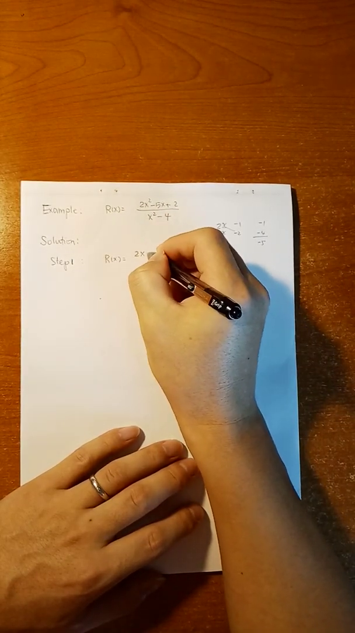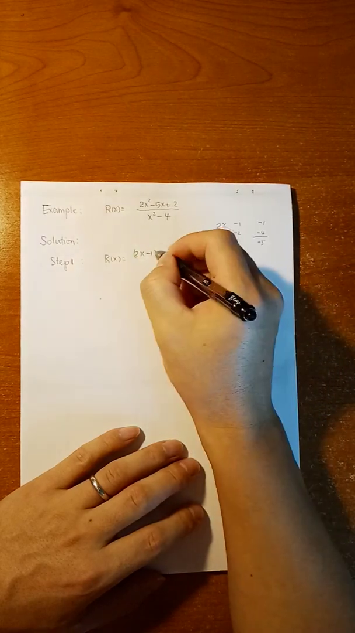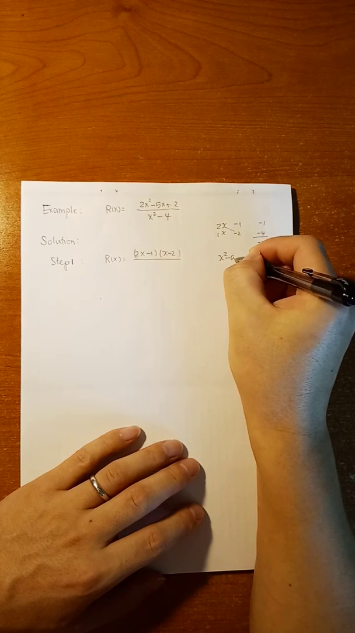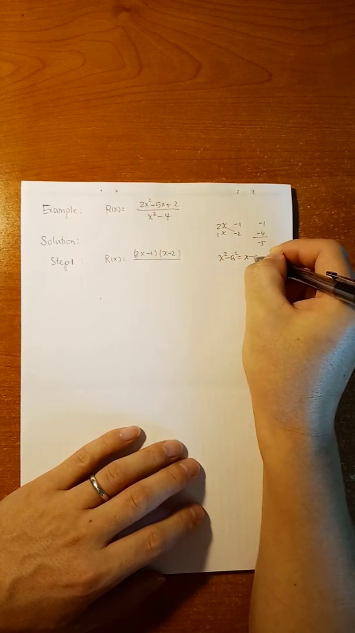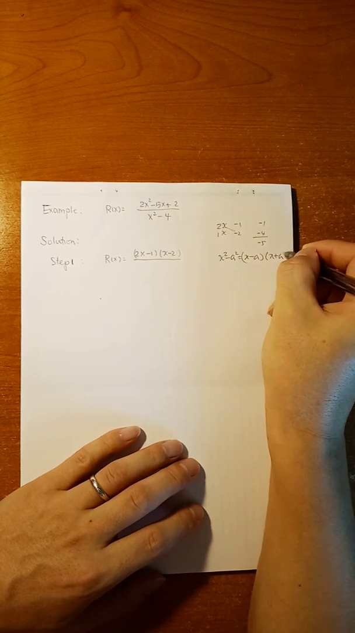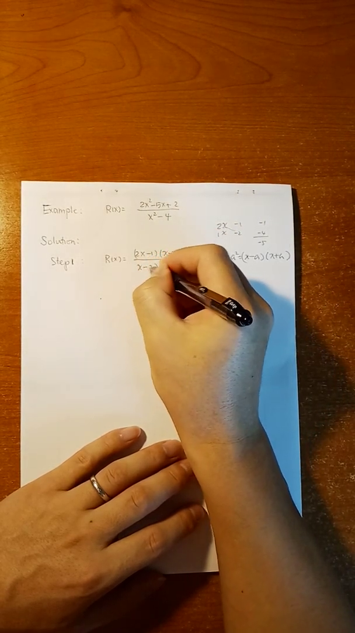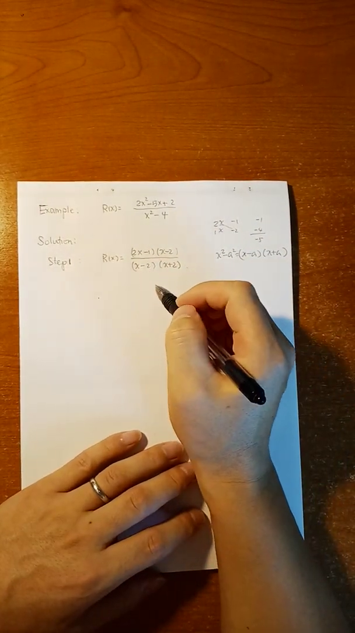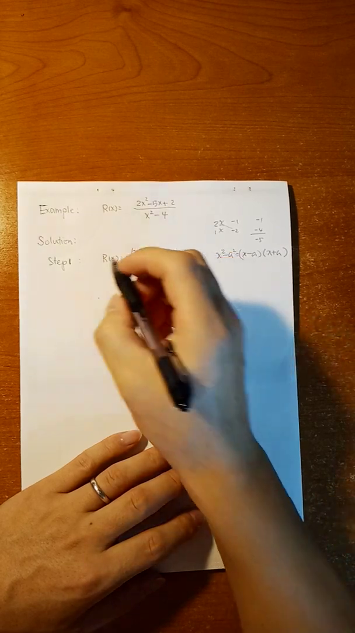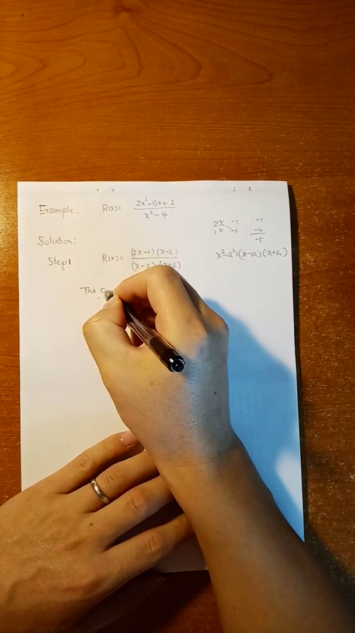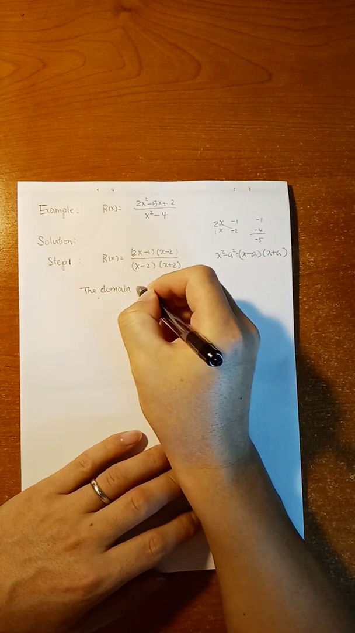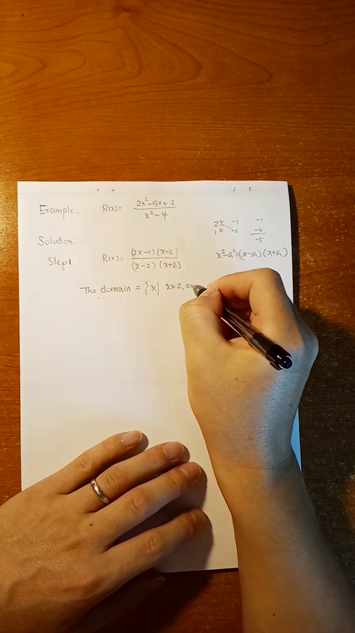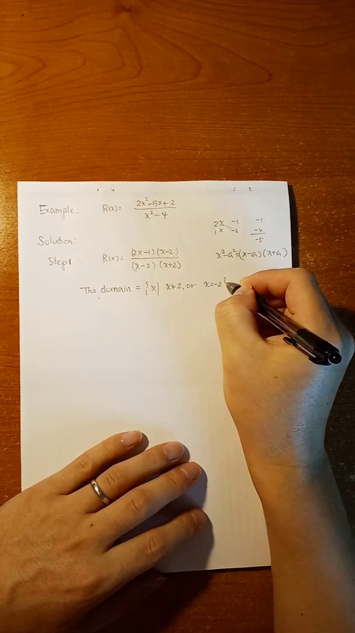So the numerator is 2x minus 1 times x minus 2, over the denominator. x squared minus a squared is equal to x minus a times x plus a. So x minus 2, x plus 2. And to find the domain, you only check the denominator. So the domain is the set of all real numbers except x equal to 2 or x equal to negative 2, except those 2 points.